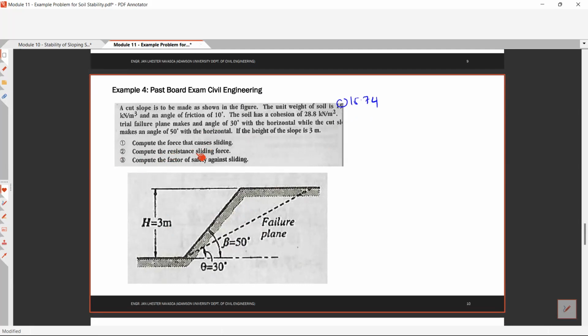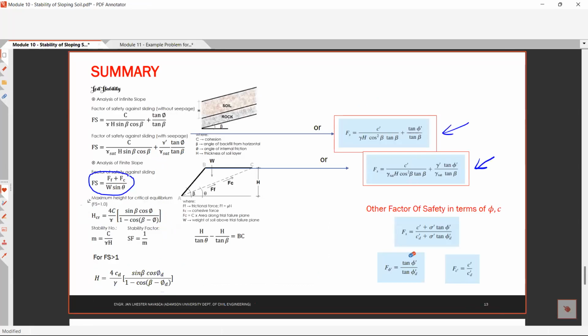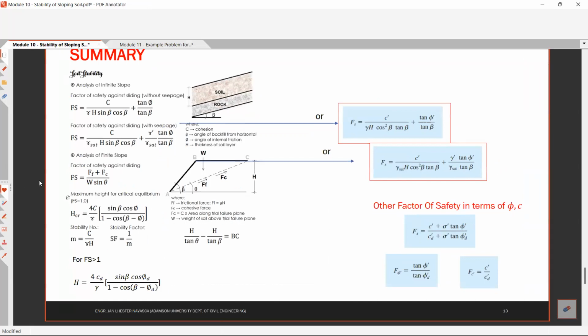Number 2, compute the resistance of the sliding force. And number 3, compute the factor of safety against sliding. Okay? So, ayan, ito lang yung maganda dito sa finite slope. So, we need to find equilibrium forces. Yan, hindi siya direct substitution. So, ito lang yung medyo challenging sa part.